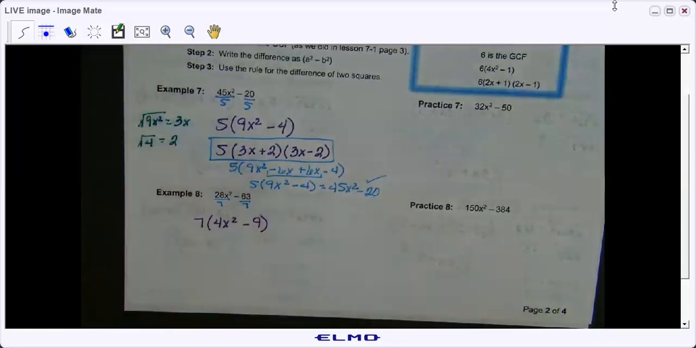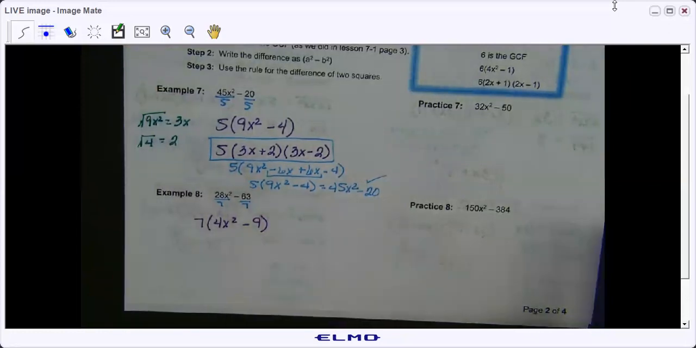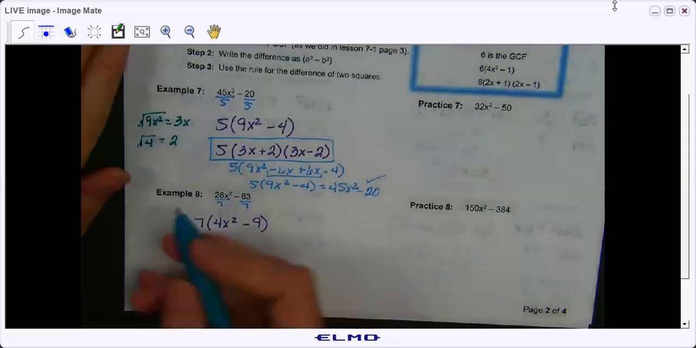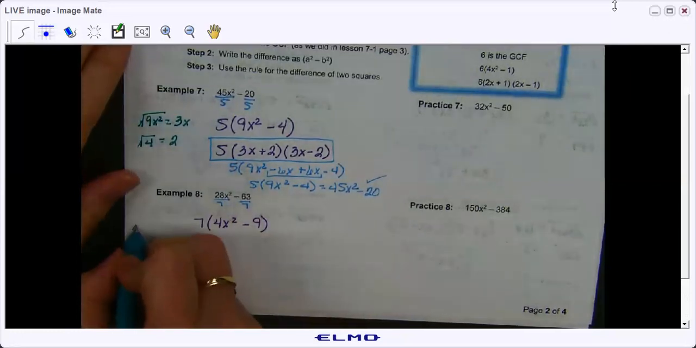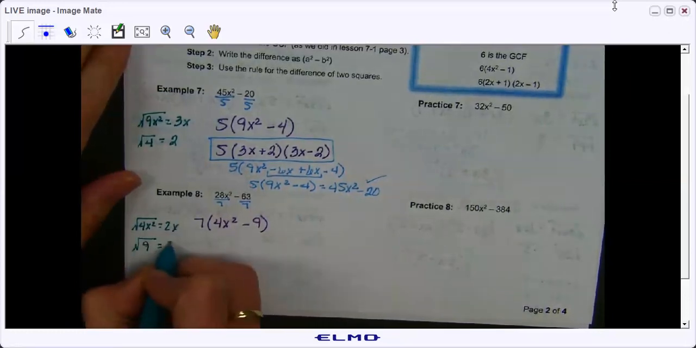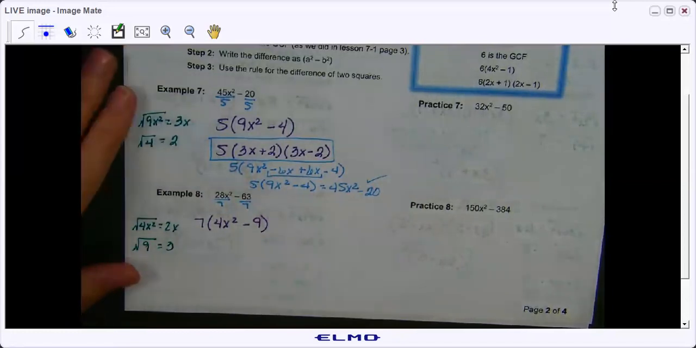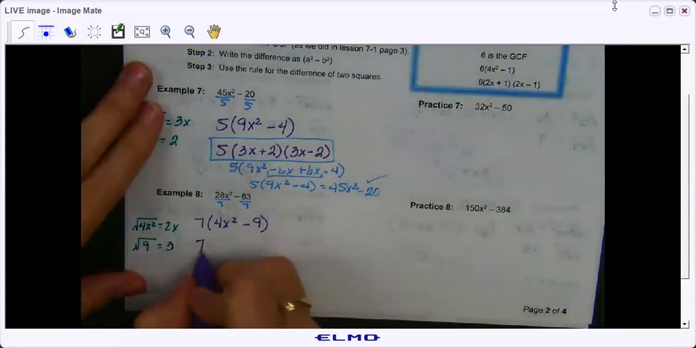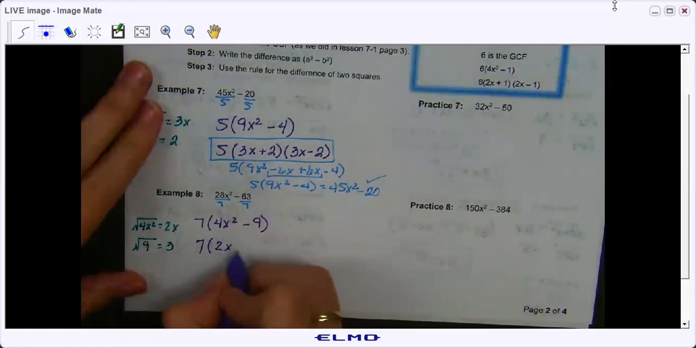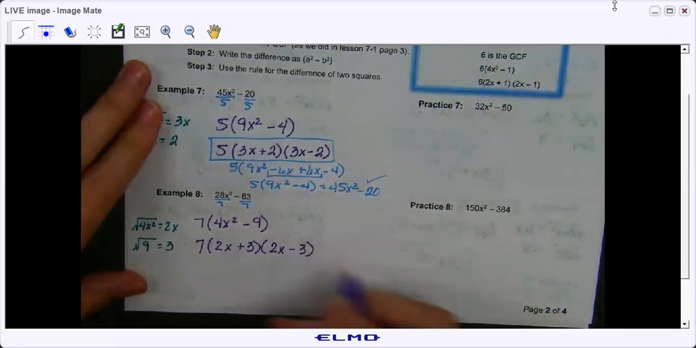Now at this point, you may no longer have to show the notes here that you're square rooting both of them, but I'm going to keep doing this. We have the square root of 4x squared as 2x and the square root of 9 as 3. So now we have 7 times 2x plus 3 times 2x minus 3.